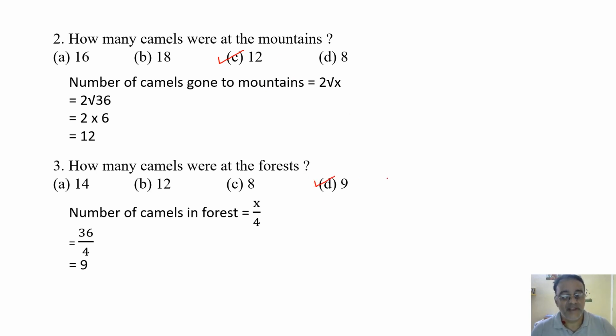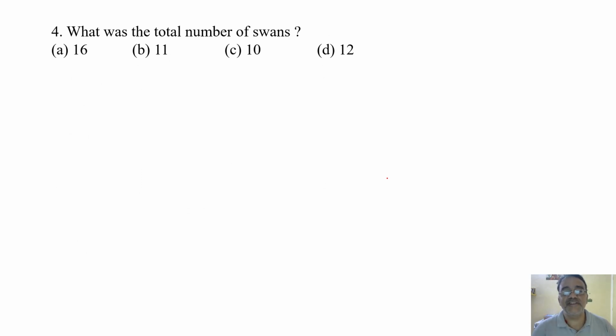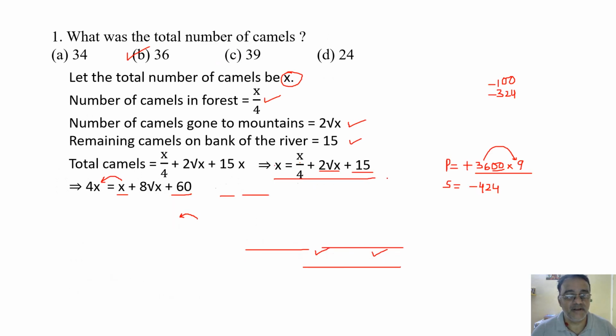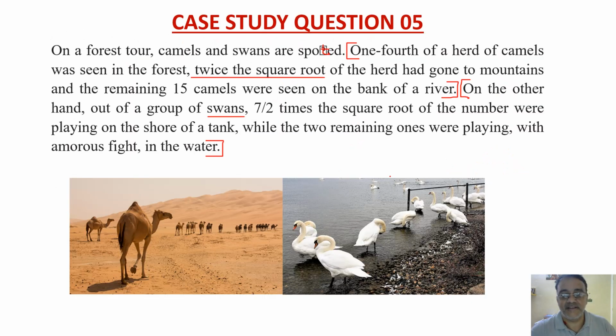Option D, right? Now we are moving toward the next question. What was the total number of swans? So what was the swans' number? 7/2 times the square root of swan. Okay, let me look at the question once again. Look, 7/2 times the square root of the number were playing on the shore of the tank, and 2 remaining ones were playing with amorous fight in the water.